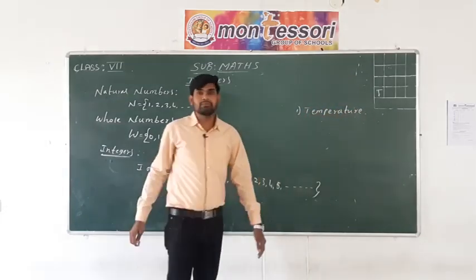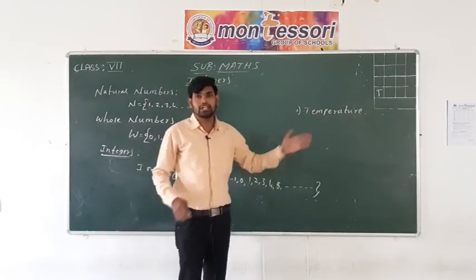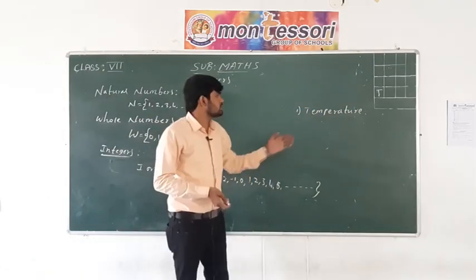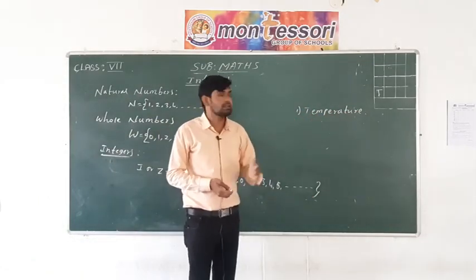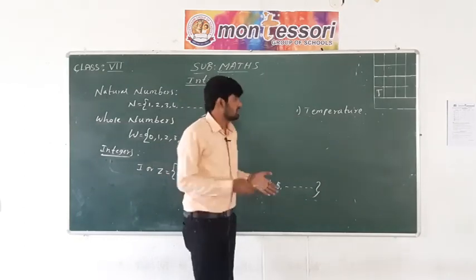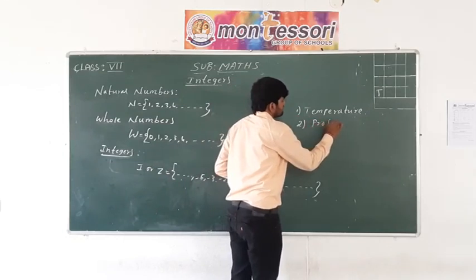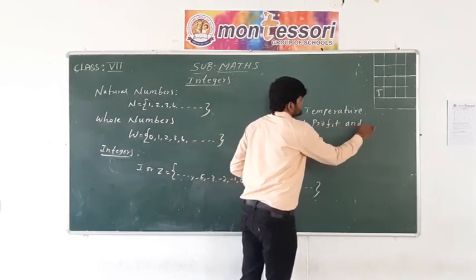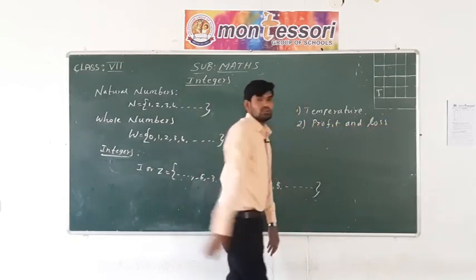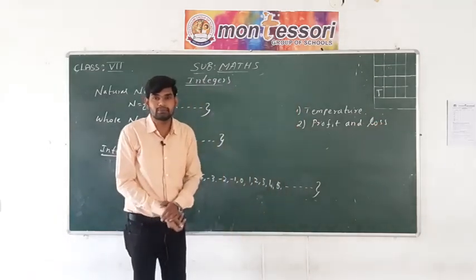While we are measuring the temperature, we can say that we have negative and positive. Negative says about the cold and positive says about the hot. And second, about profit and loss. In profit and loss, we use the integers. How do we use the integers in profit and loss?